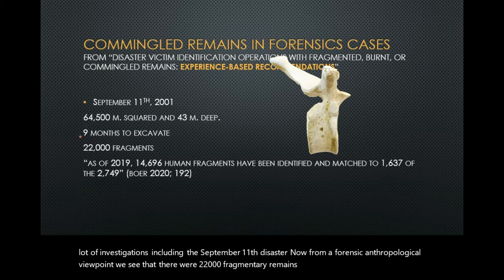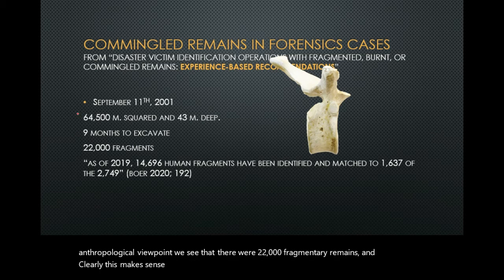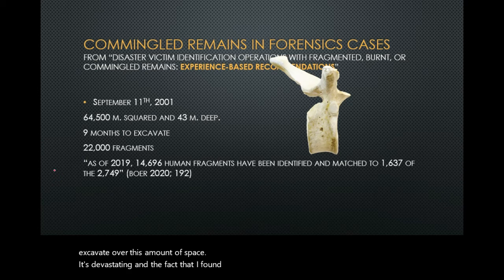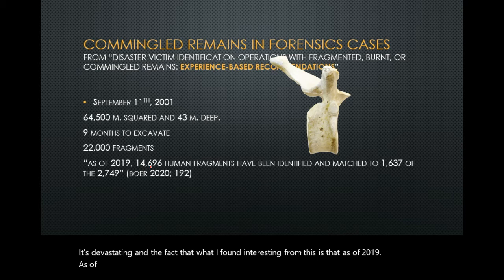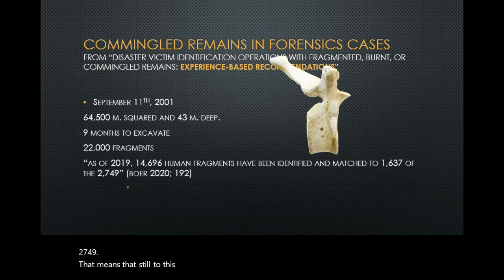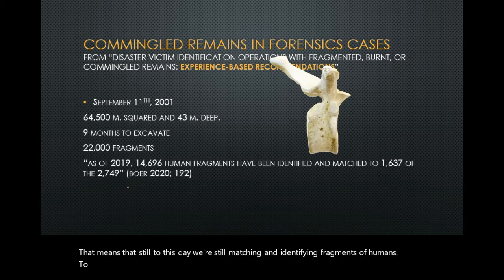And clearly this makes sense because of the disaster, but we see that it took 9 months to excavate over this amount of space. It's devastating. And what I found interesting from this is that as of 2019, 14,696 human fragments have been identified and matched to 1,637 of the 2,749. That means that still to this day, we are still matching and identifying fragments of humans to who they were as individuals.